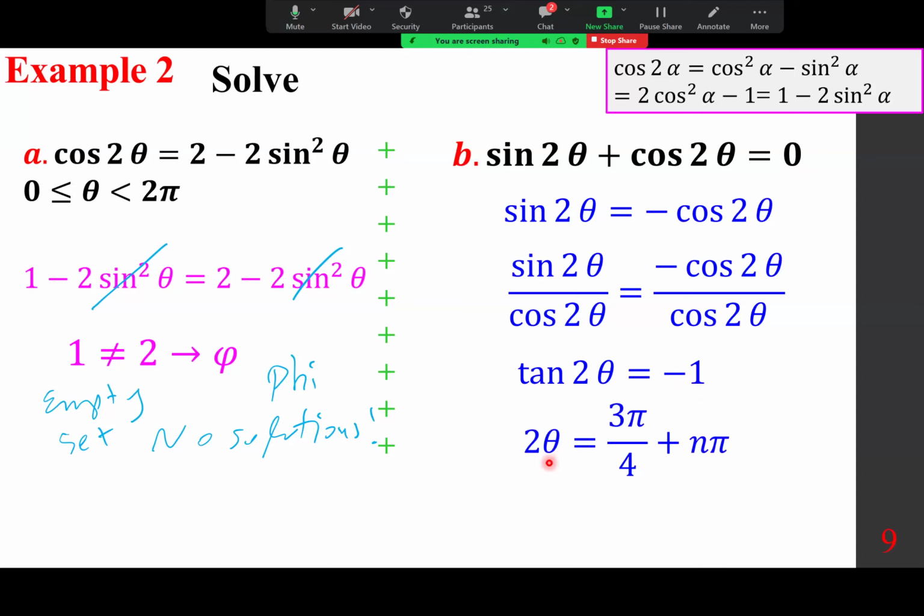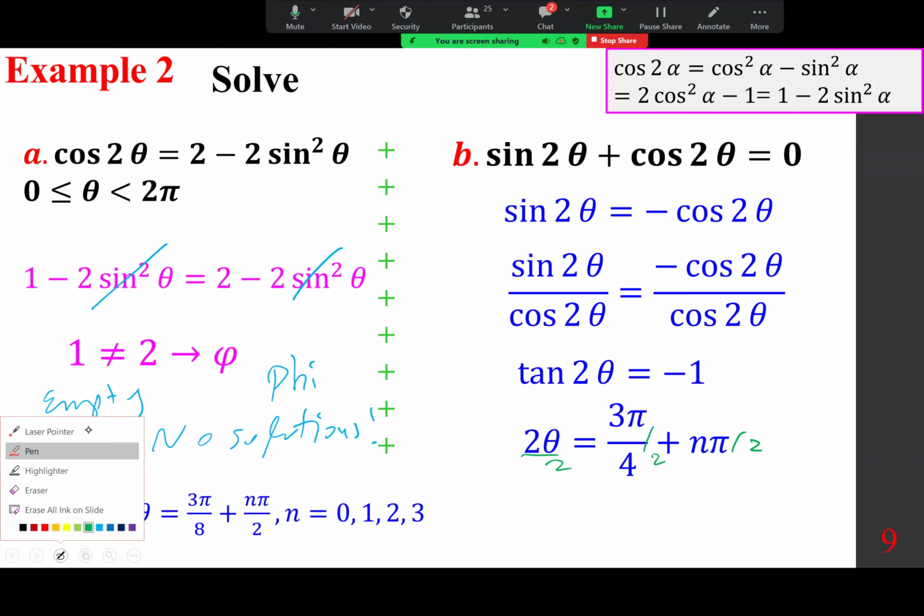Divide both sides by 2. If I divide this one by 2, this one by 2, this one by 2, I get 3 pi over 8. Theta is 3 pi over 8 plus n pi over 2, and n is 0, 1, 2, 3. In other words, you stop at 4, because 4 times pi over 2 is 2 pi, so it gives you beyond a complete revolution.